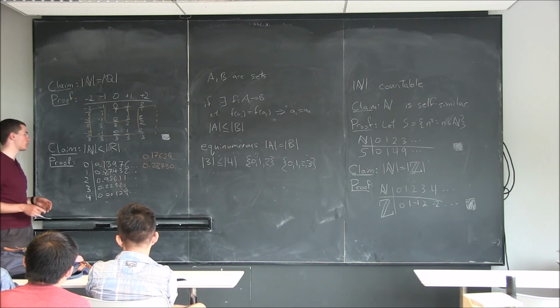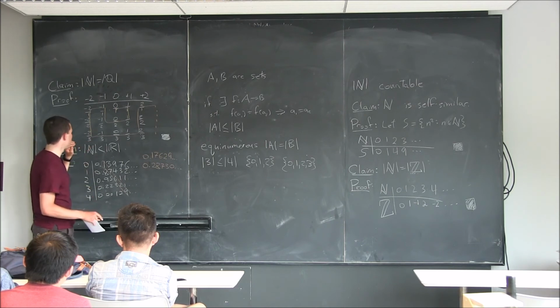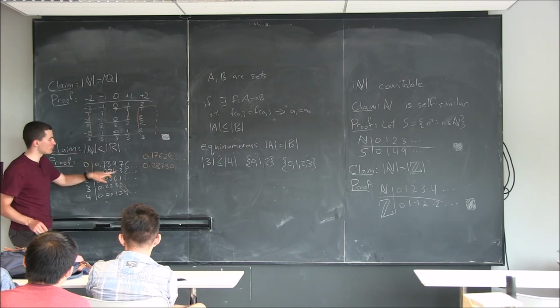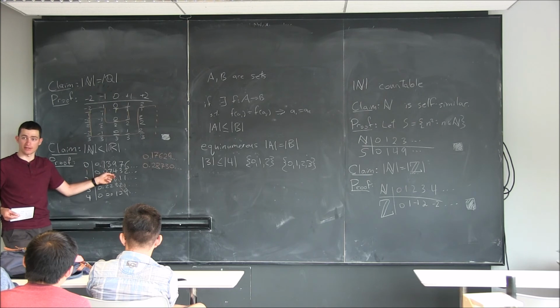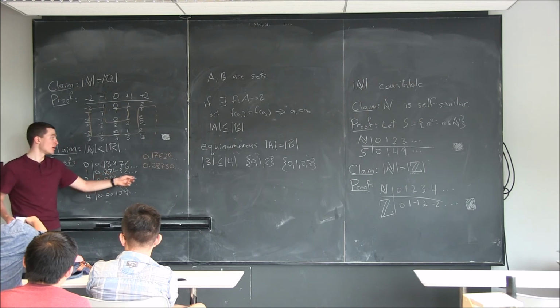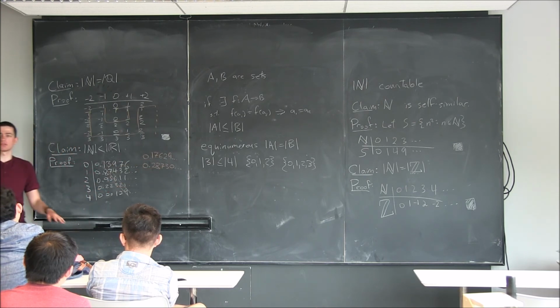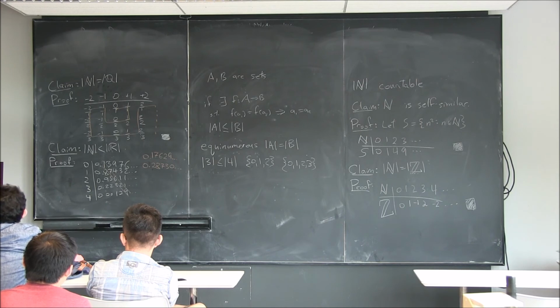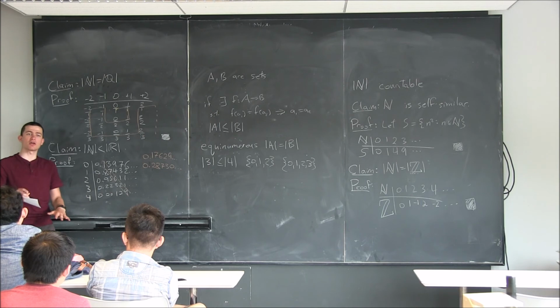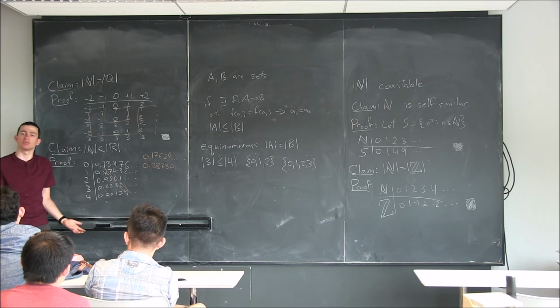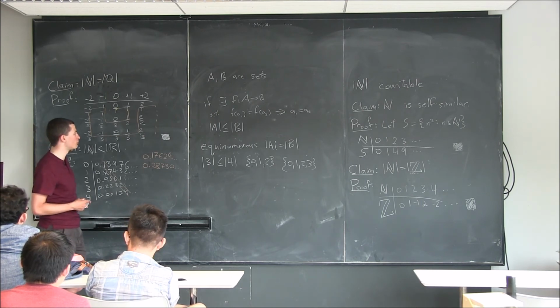Why are we guaranteed that this number is not on the list? Because it's different from the first number, because it has a different first digit. It's different from the second number, because it has a different second digit. It's different from the third number, because it has a different third digit, and so on and so forth. Because it's different at each digit from one of the numbers, and it's different from every number on this list at some point, it's got to be not on this list. It can't possibly be on the list by the way that we've built it.